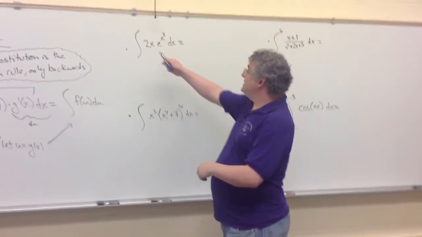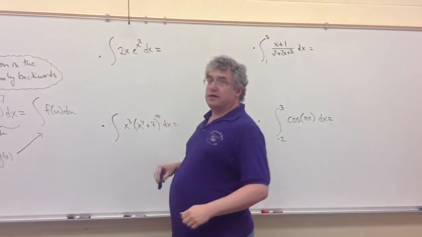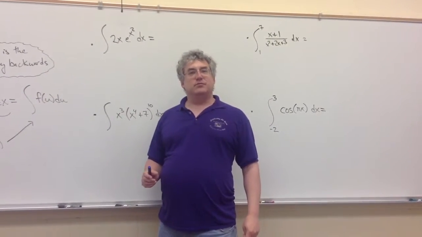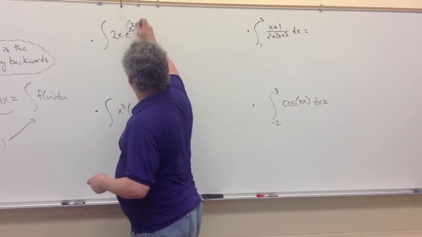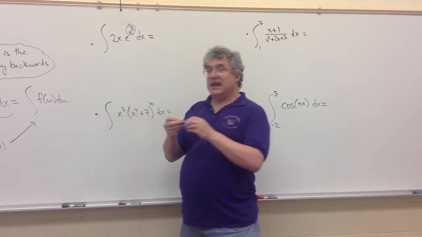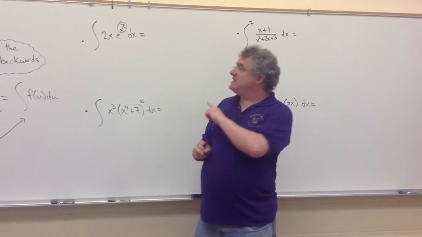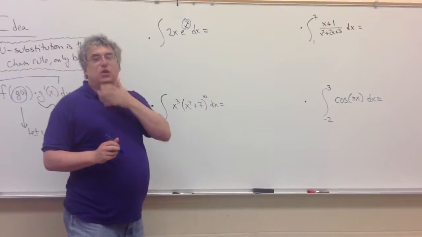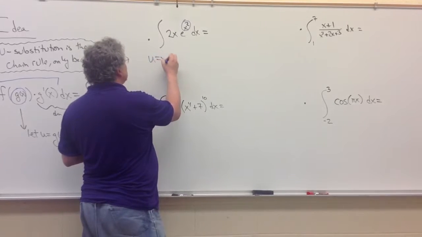So, here's my example. I want to take the antiderivative of 2x e to the x squared. Hopefully you can see there's an inside function. This is e to the something. And I know there's rules for e to the x, but not e to the x squared. So looking at this, I say, what could be my u? U is the inside function. So right now I'm going to say u is x squared.